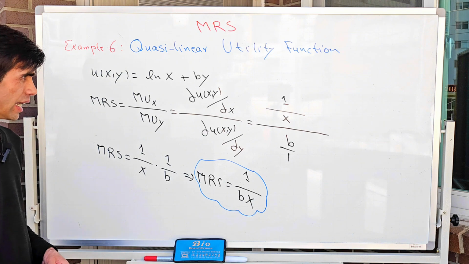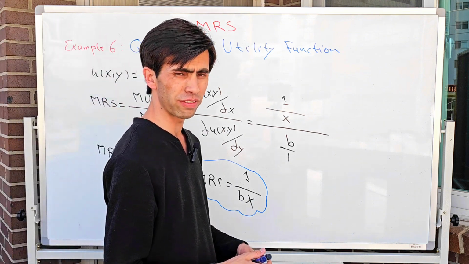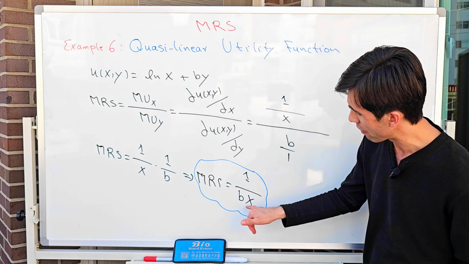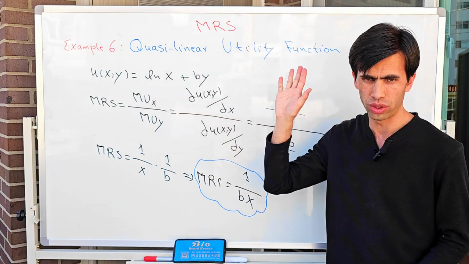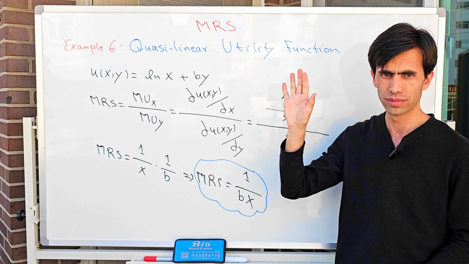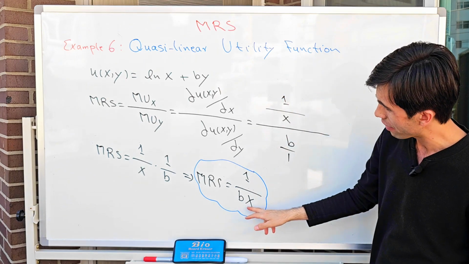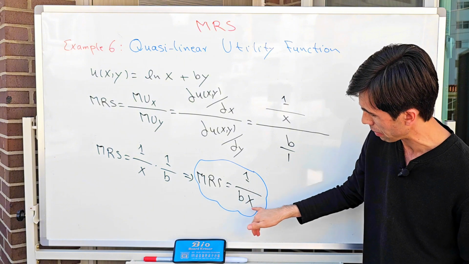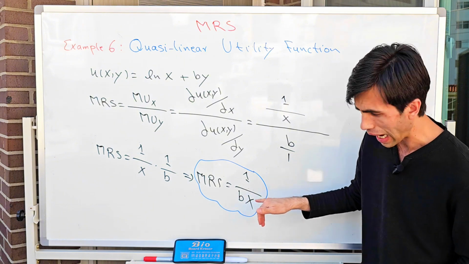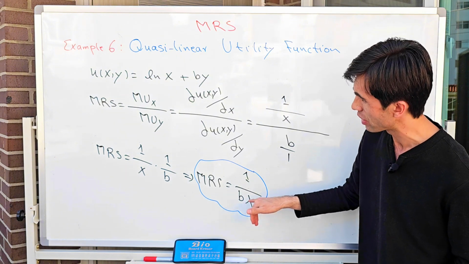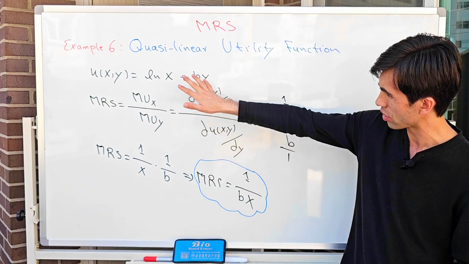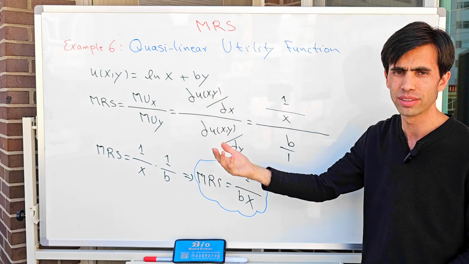Remember this part: in the case of a quasi-linear utility function, our marginal rate of substitution depends on the value of the non-linear good. We have the non-linear good x, so the marginal rate of substitution depends on how many goods of x we have in our consumption. It does not depend on how much y, which is the linear good, we have.